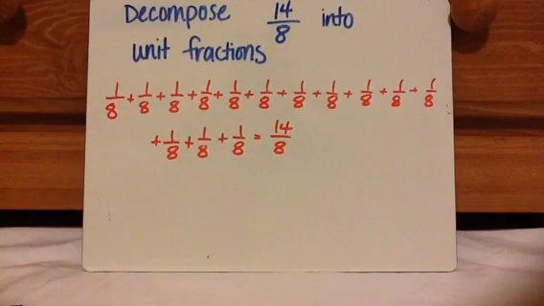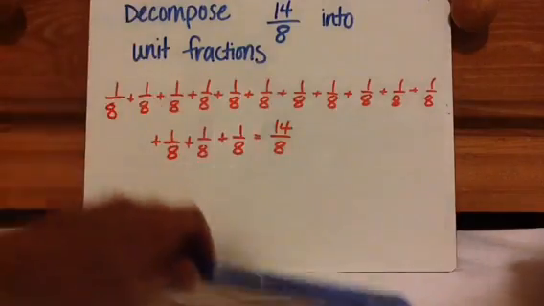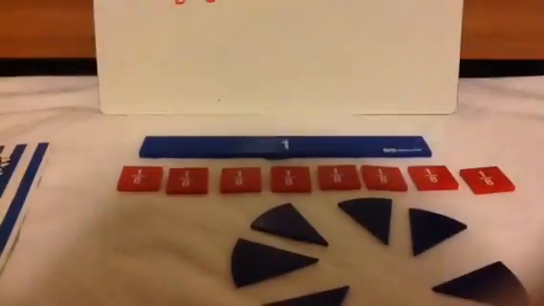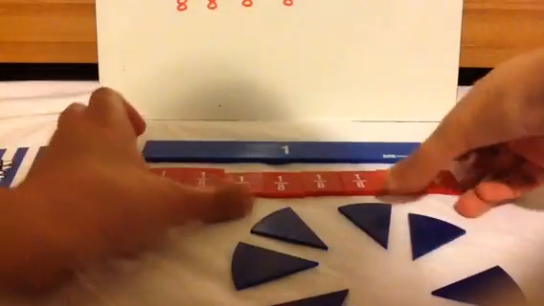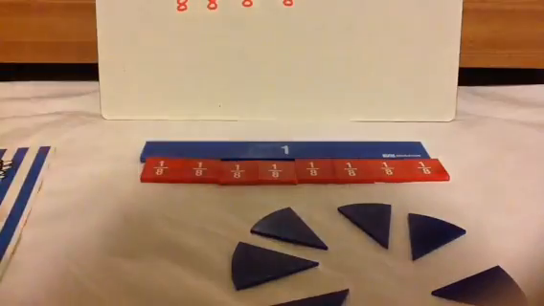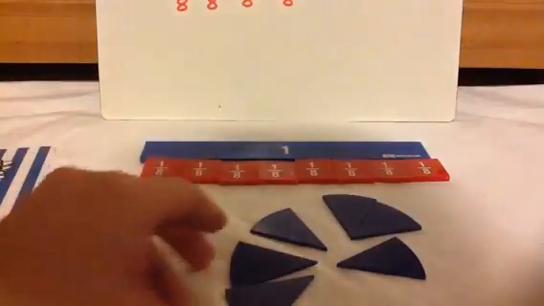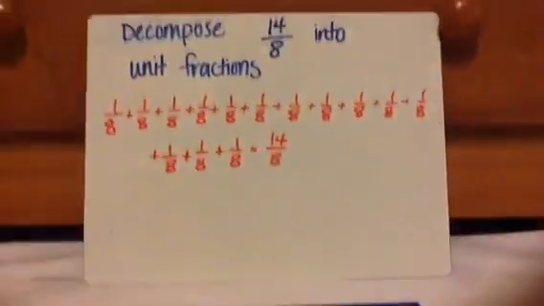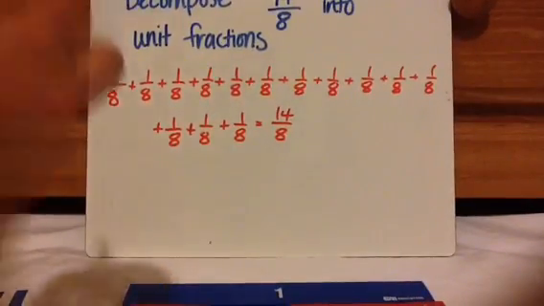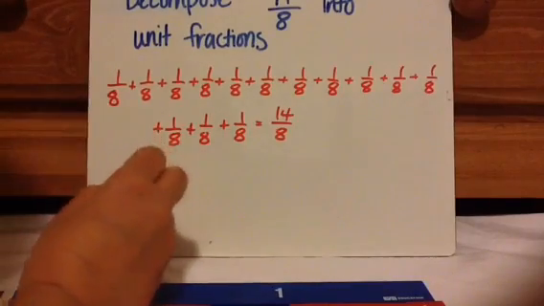And so now what we're going to do is we're going to also put it in mixed number form. So when you look at my 14/8, 8/8 equal 1 whole. So I have 1 whole and 1, 2, 3, 4, 5, 6 eighths extra, like left over. So to represent that, it would be 1 whole and 6 eighths.